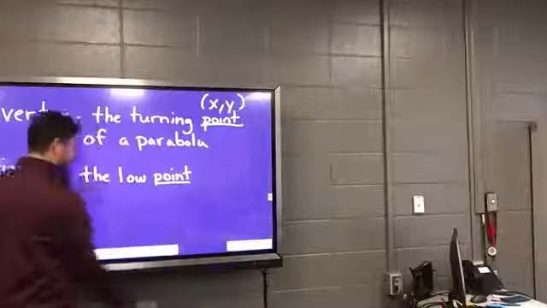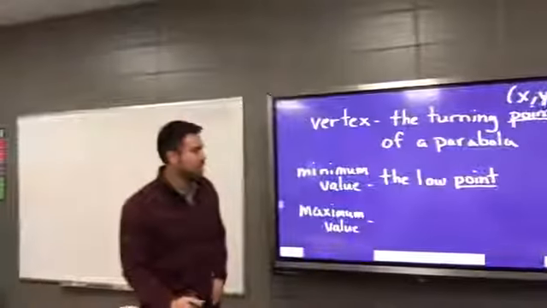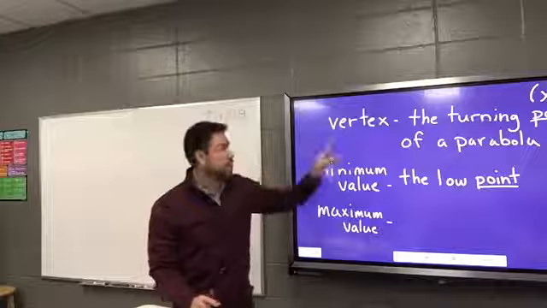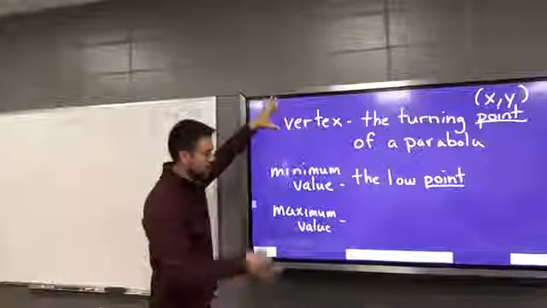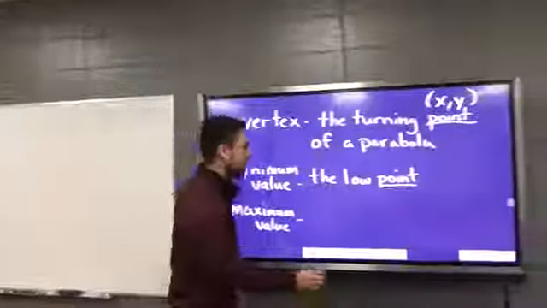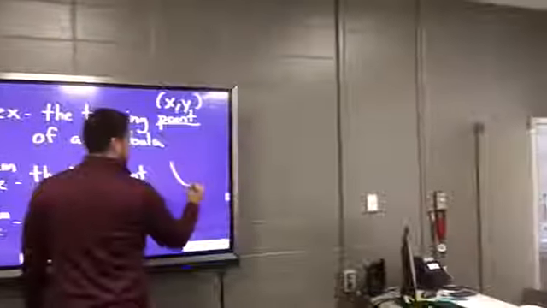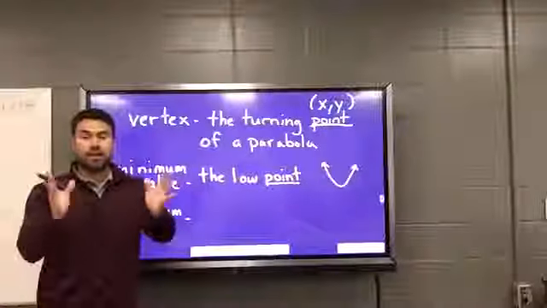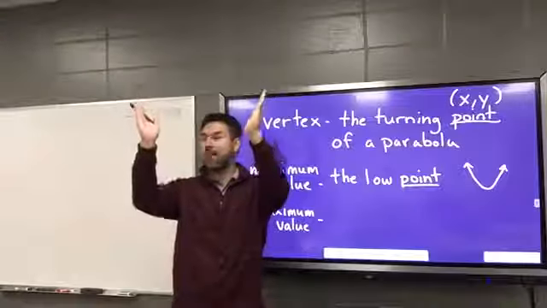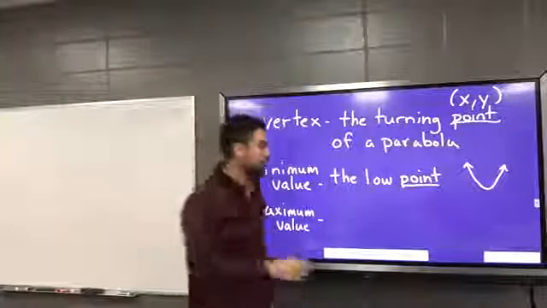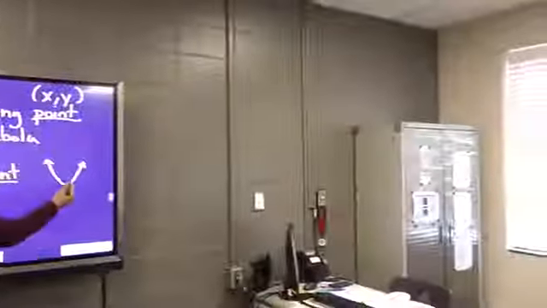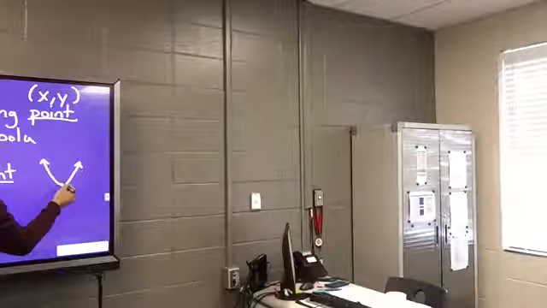A minimum value is called the low point. The minimum value is the low point. But when we're talking about minimum and maximum value, it's a little bit different than the vertex. So vertex is one thing, and these two are another thing. A minimum value only applies to parabolas that open upward. You guys see that it does not have a maximum point, but it does have a minimum. And what's the minimum? It's right there, on the bottom. That's the minimum point.